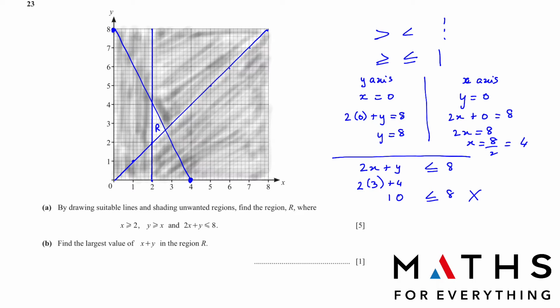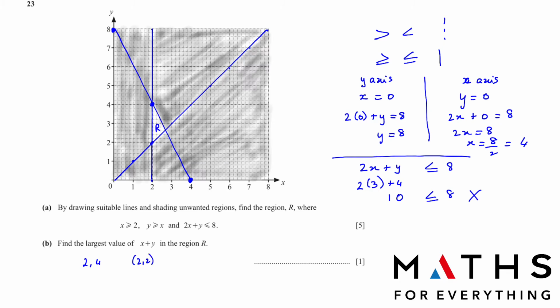Now for part B, find the largest value of x plus y in the region R. For this, we have to choose proper integers. So there are only 2 points that we can choose. We can choose 2 and 4. So x is 2 and y is 4. Or we can choose x is 2 and y is 2.